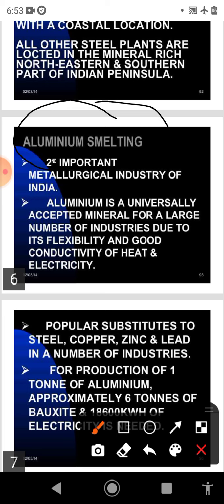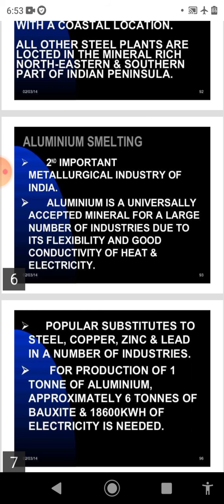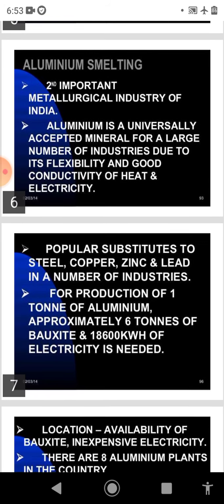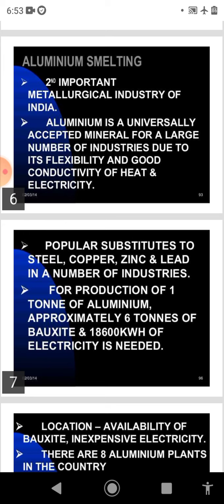Now let us discuss production of aluminium. With regard to the production of aluminium, India is the largest producer of bauxite in South Asia. There are 8 aluminium smelting plants in the country located in Odisha, West Bengal, Kerala, Uttar Pradesh, Chhattisgarh, Maharashtra and Tamil Nadu.